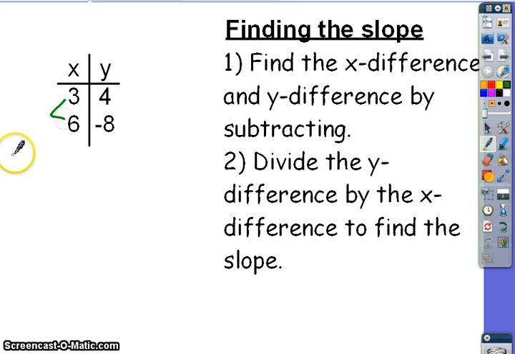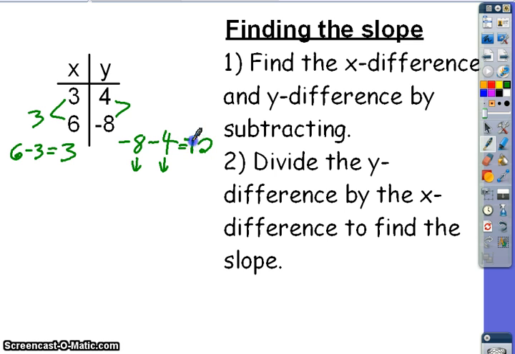So this is pretty simple. I just do 6, I take away 3, I get 3, and that's my x difference. To do the y difference, I do -8, I take away 4, which means go down 8, go down 4, I get -12. So -12 is my y difference.